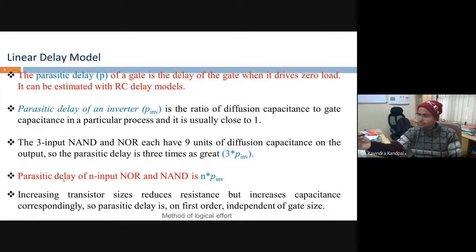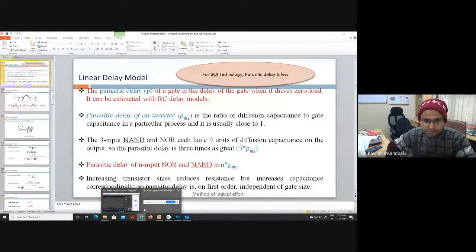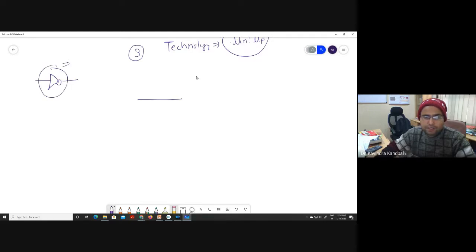Now, that day one student asked me, what do you mean by the parasitic delay? The parasitic delay of a gate is the delay of the gate when it is driving zero load. It can be estimated by the RC delay model. For example, let me find out what is the parasitic delay P of this standard inverter.